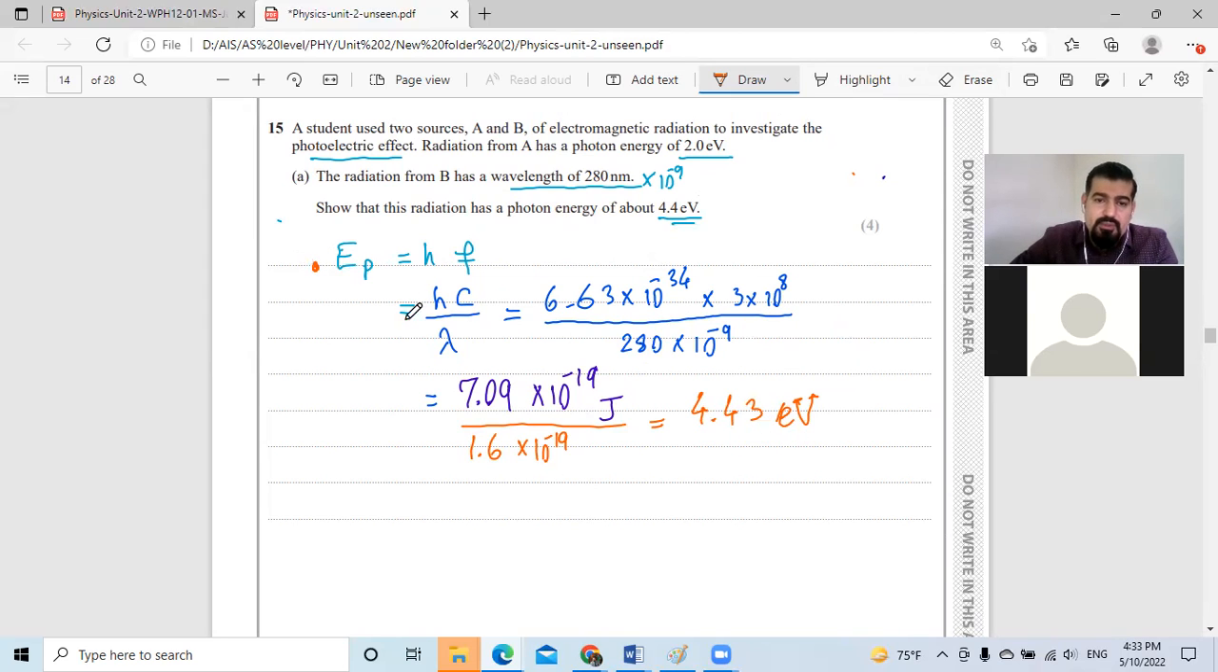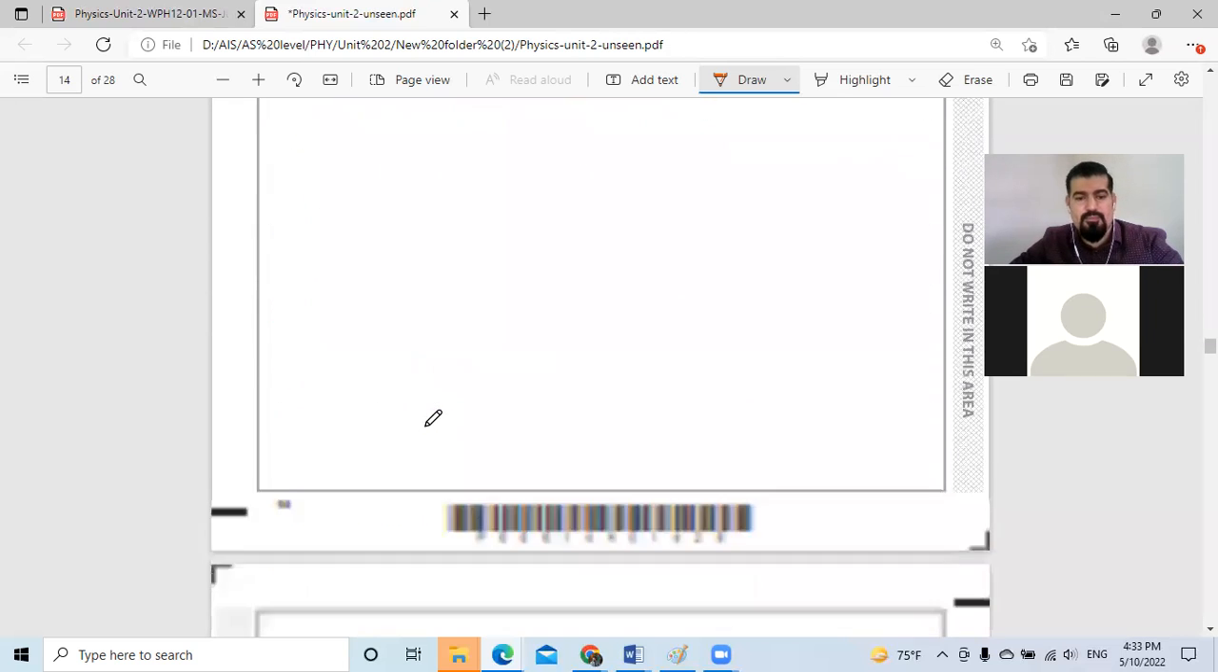So that's what we did here. We found the energy for the photon, and they gave it to us. Why did they give it to us? Since they give us this value, that means I'm going to use it in the next parts of the question. Next parts of the question, what do they ask here?